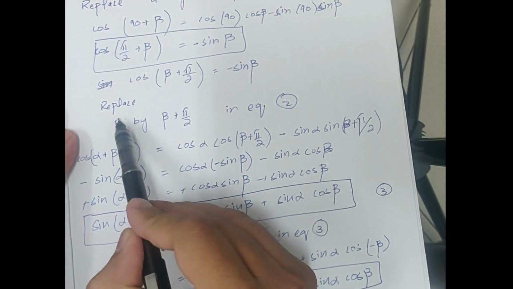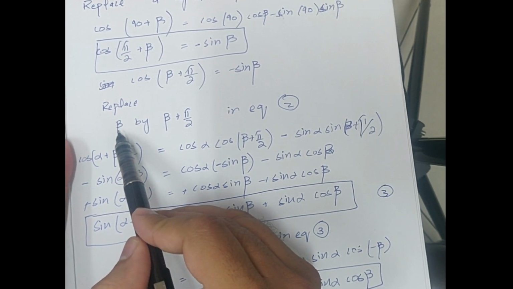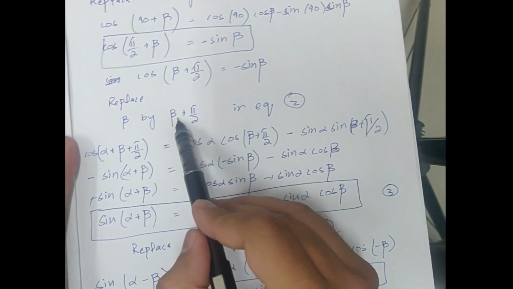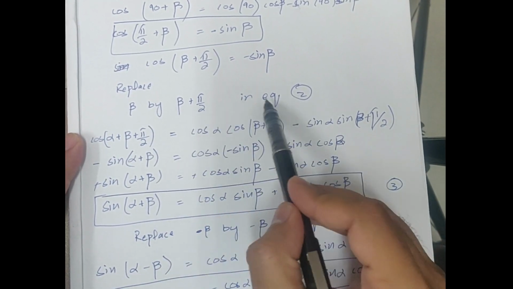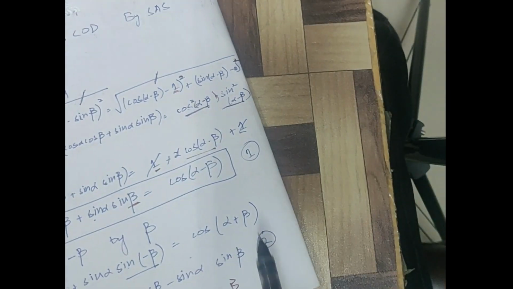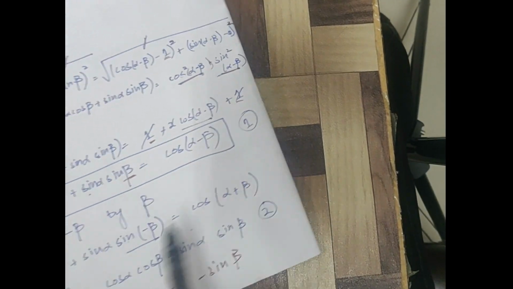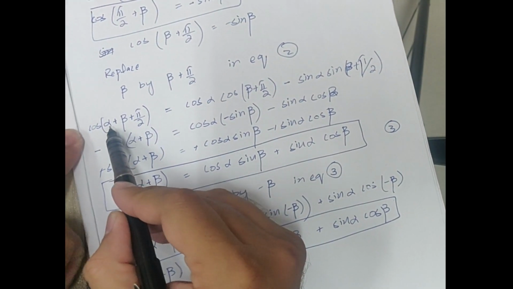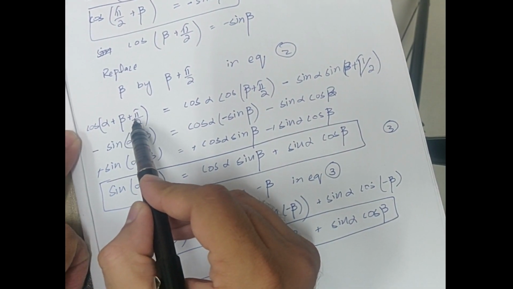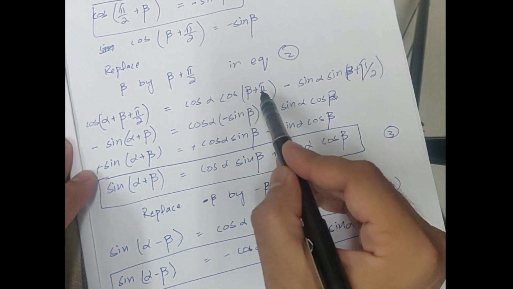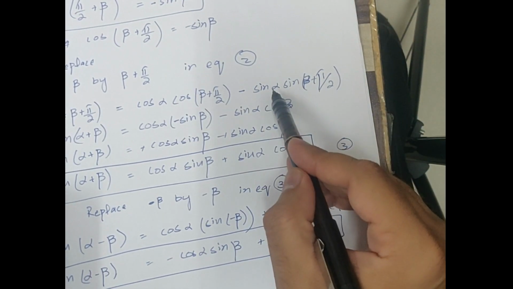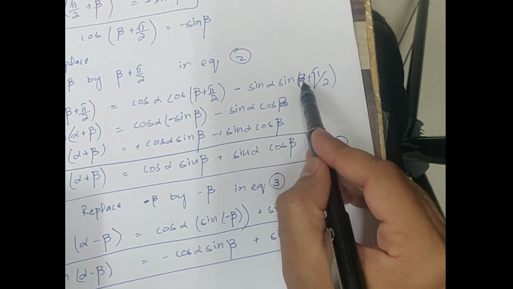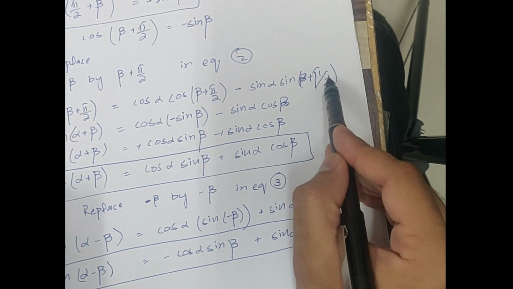So if we replace beta with beta plus pi by 2 in equation number 2, in this equation, if we replace beta by beta plus pi by 2, then it becomes something like this: cos alpha plus beta plus pi by 2 is equal to cos alpha cos beta plus pi by 2 minus sine alpha sine beta plus pi by 2.